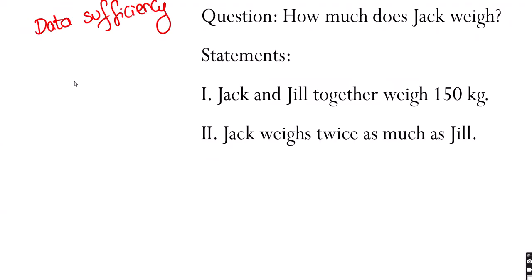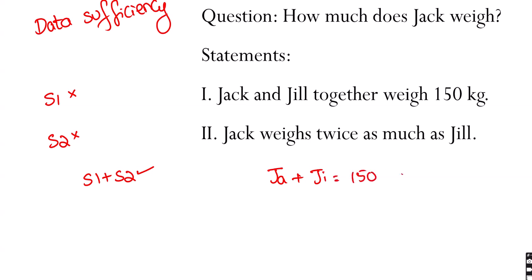How much does Jack weigh? Statement 1 alone is not possible, because they give only the combined weight, which is 150. Statement 2 alone is not possible, they give only a relationship. But together it is okay. I can calculate Jack's weight, because the first says Jack plus Jill is equal to 150, and the next conveys that Jack is twice Jill. So we can calculate that.